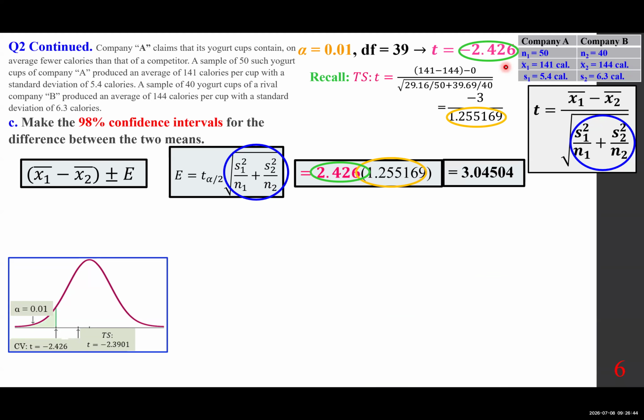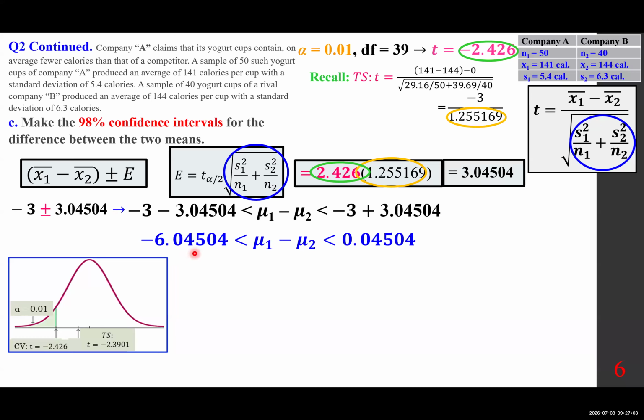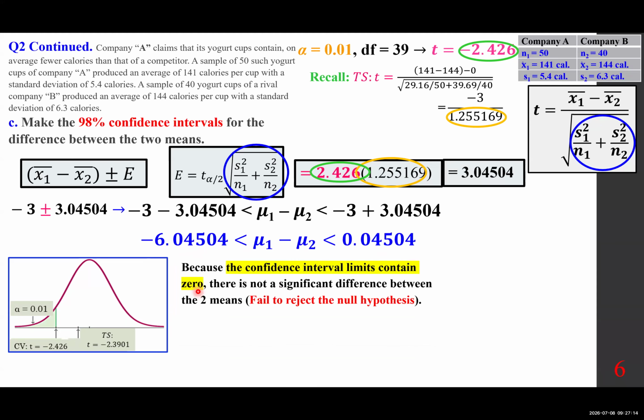Very straightforward. Do the math: minus 3 plus or minus 3.04504, and mu1 minus mu2 is between these two. Again, please understand, they may want you to report it this way or that way, whichever they ask you. Negative 6.04504 is less than mu1 minus mu2, which is less than 0.04504. Notice this is negative, this is positive. Because the confidence interval limits contain 0, there is not a significant difference between the two means; fail to reject the null hypothesis.